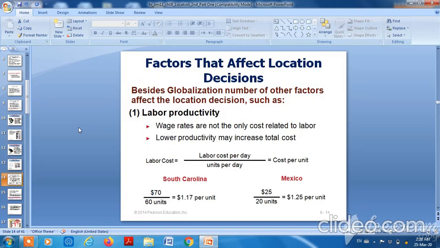Factors that affect location decisions. Besides globalization, a number of other factors affect the location decision. 1. Labor productivity is the first one. Wage rates are not the only cost related to labor. Lower productivity may increase total cost. For example, labor cost per day divided by units per day equals cost per unit.